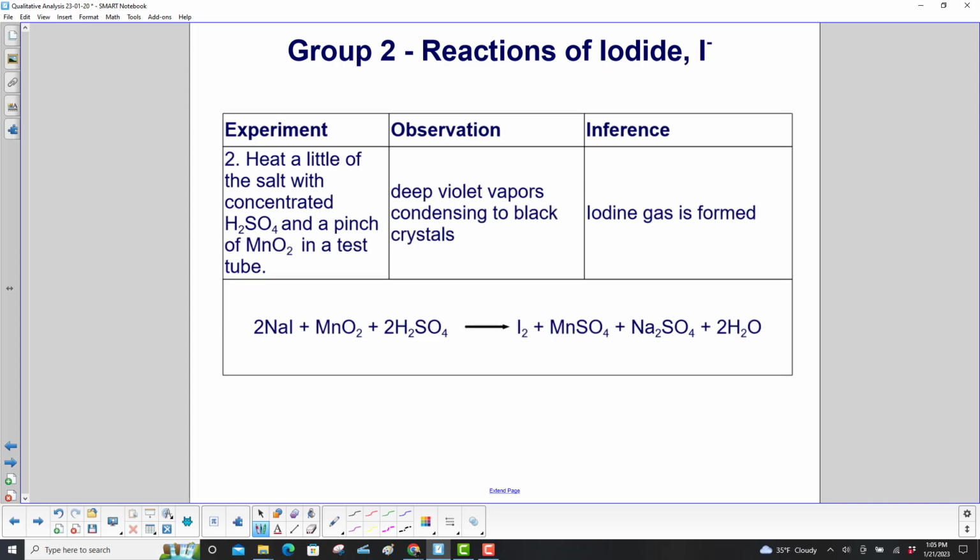2. Heat a little of the salt with concentrated sulfuric acid and a pinch of manganese dioxide in a test tube. Observation: deep violet vapors condensing to black crystals. Inference: iodine gas is formed.